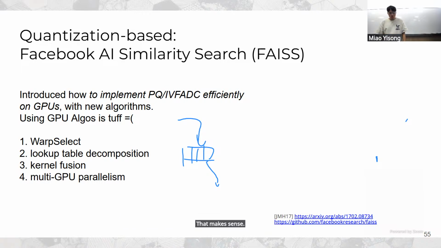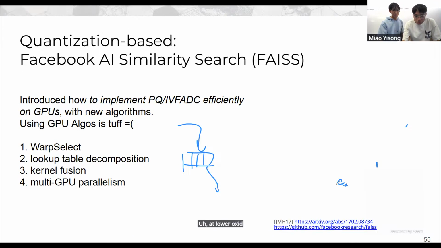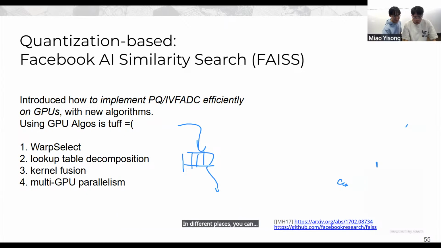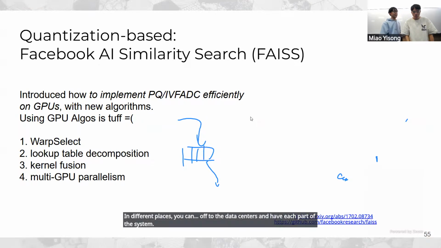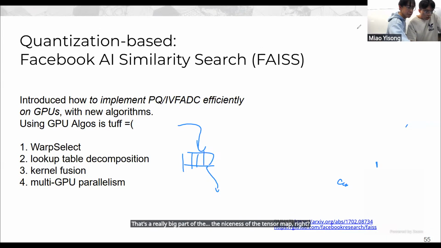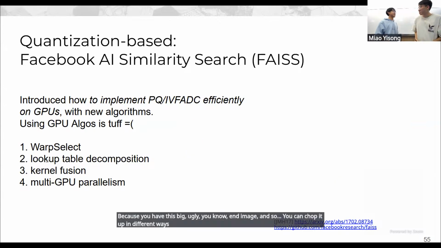Yeah, parallelization is a very big savings, right, that you can get from doing things at lower granularity. And you can do it distributedly too, right? Which means if you have data centers in different places, you can farm the work out to the data centers and have each handle one part of the system. That's a really big part of the niceness of the tensor, right? Because you have this big, ugly, n-dimensional tensor, you can chop it up in different ways and hand it to different servers to do things.